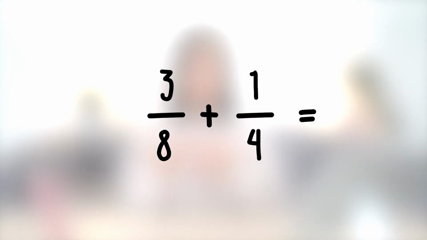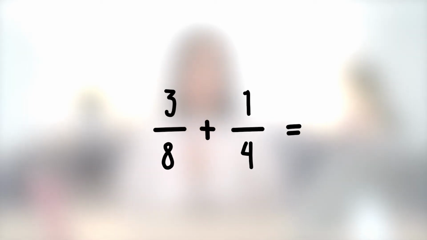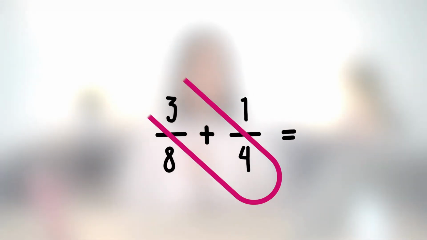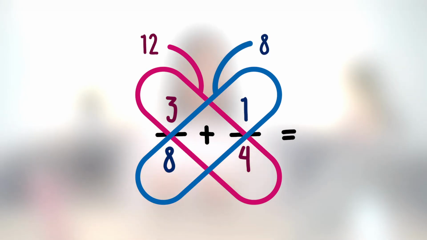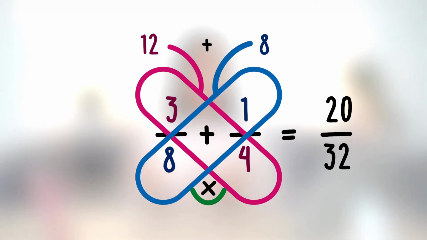Let's try another one. Let's say we want to find 3 over 8 plus 1 over 4. First, let's draw out the butterfly. So let's draw a bubble around 3 over 4 and then another one around 8 and 1. Now let's multiply out 3 and 4, which is 12, and 8 and 1, which is 8. So the top number is 12 plus 8, which equals 20. For the bottom number, let's draw out a line here and multiply these two numbers. So 8 times 4 equals 32. So our answer is 20 over 32.